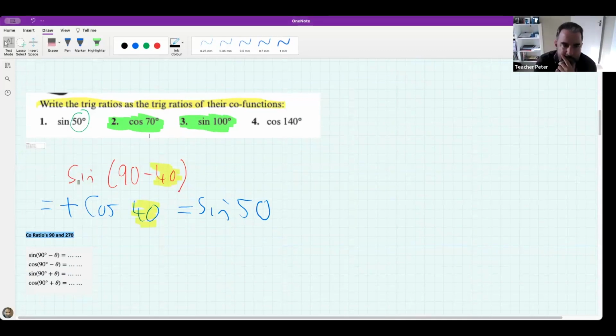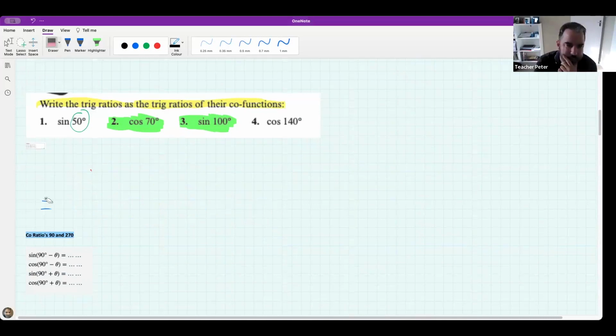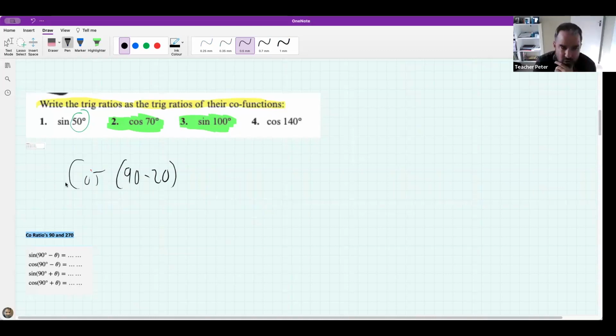So how would we rewrite the cos of 70? I think I would write it as the cos of 90 minus 20. But remember, now I have to write it as the trig ratio of the co-function. This is in quadrant one, so it's positive. What's the co-ratio of cos? It's sine. And so now what we get is the sine of 20.